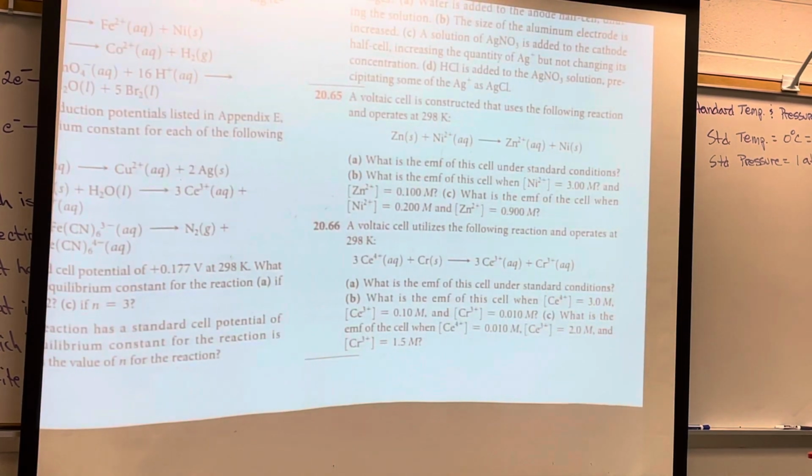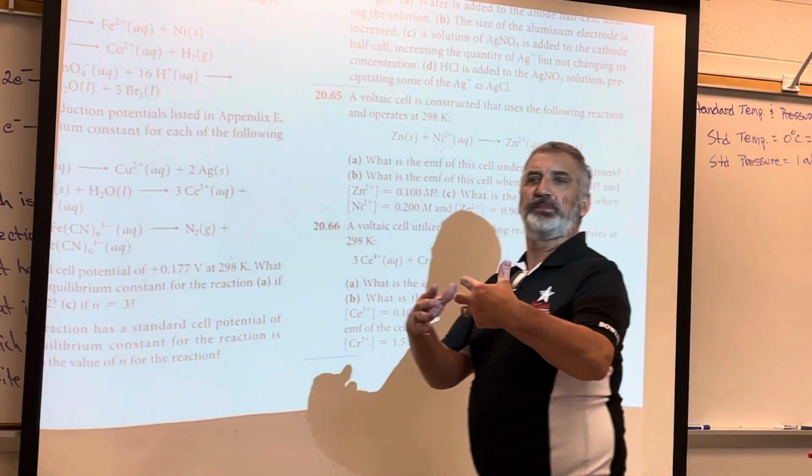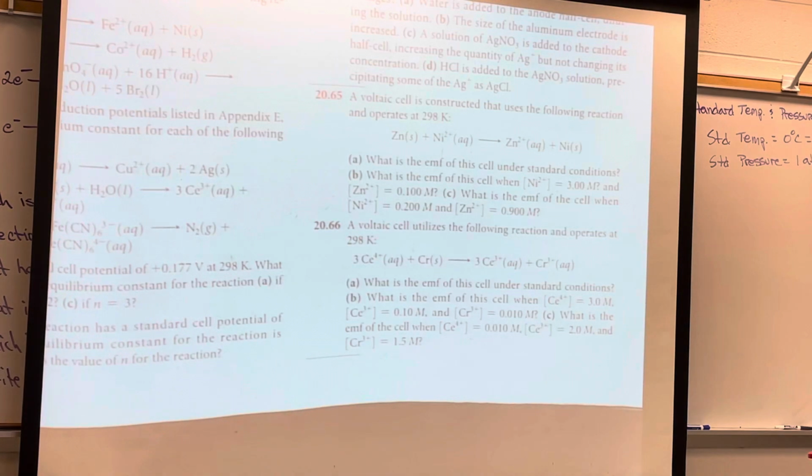Okay. A voltaic cell is constructed that uses the following reaction and operates at 298. So what is the EMF? EMF stands for electromotive force. That's your cell potential. It's the exact same thing as your cell potential. That's E cell equal to E red minus E ox. Electromotive force: what's the force pushing the electrons through the wire?